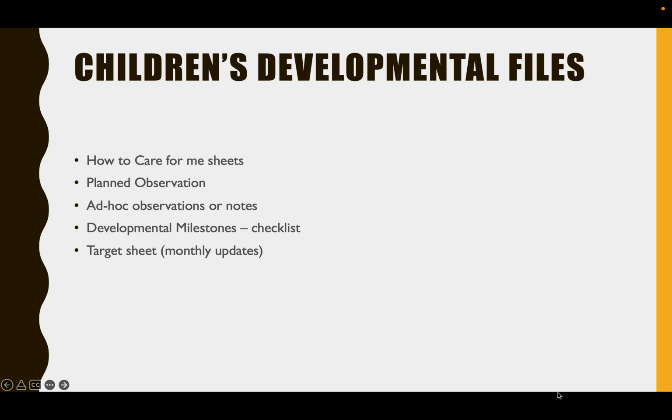So within the children's development file, you should see, first of all, the children's How to Care for Me sheets. This is essentially a child's care plan, how we care for that child. They produce the care plan initially at the home visit, and the key worker should keep that care plan up to date as the days, weeks, months, even years progress with the child being at the nursery. And the parent meetings are a great time to just revisit that How to Care for Me sheet and update it.